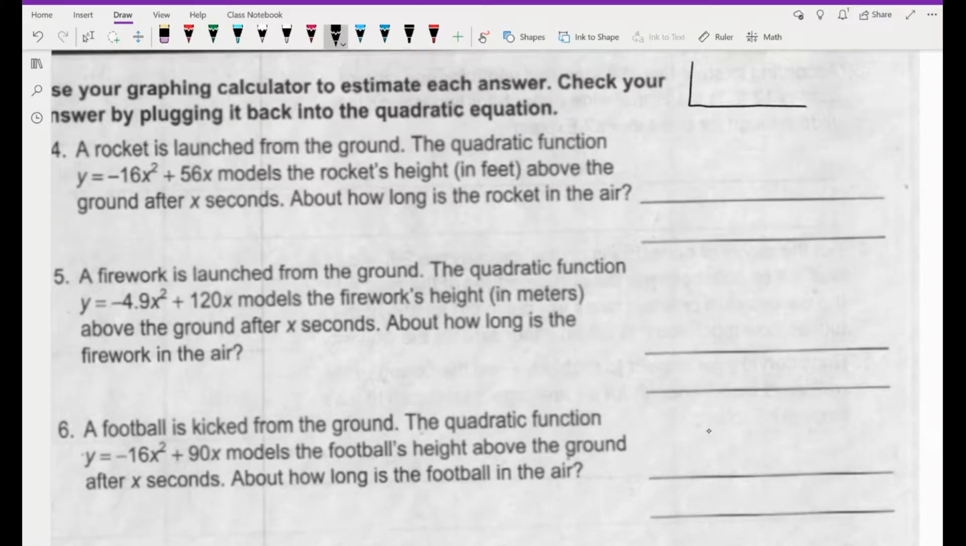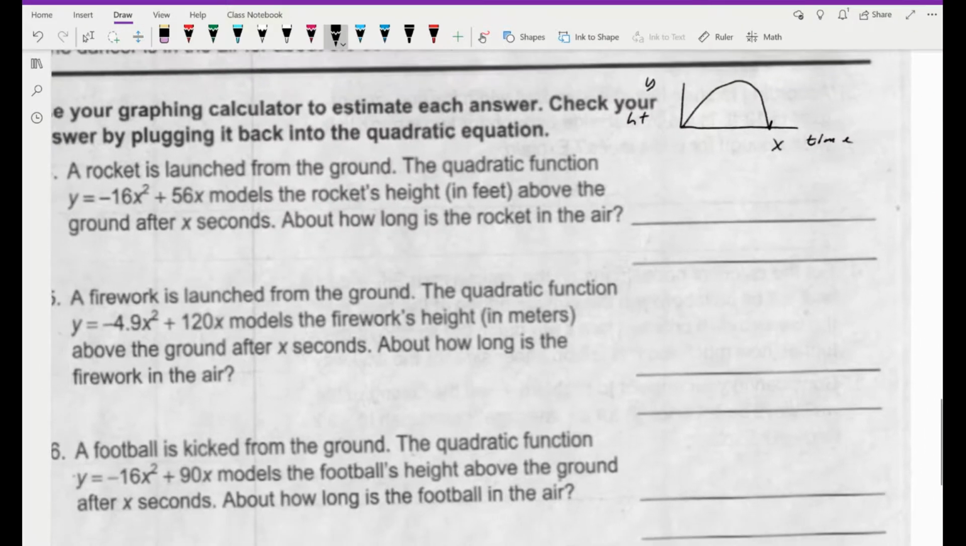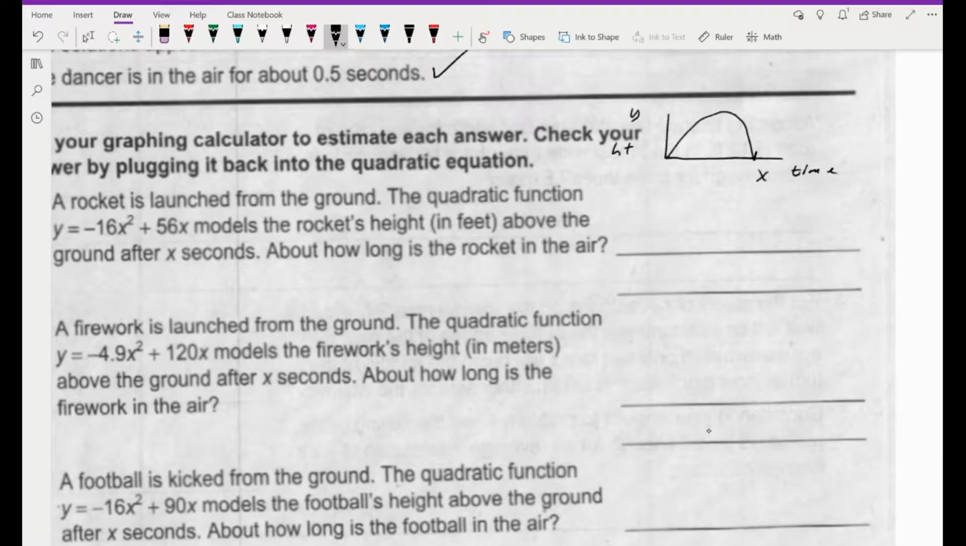One thing I want you to always remember is that time is almost always on the x-axis. And of course, in this problem, y is going to be the height. It's going to have a basic parabola shape. Now, we could find how long this rocket's in the air if we find this time here, and we'll just double it. This time here is along the axis of symmetry. So we will use x equals negative b over 2a.